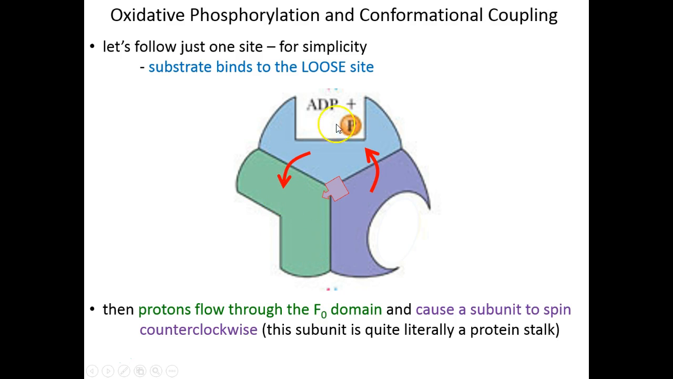This loose site is going to shift down here. This open site is going to shift over here, and the tight site is going to shift upwards. Let's do that.